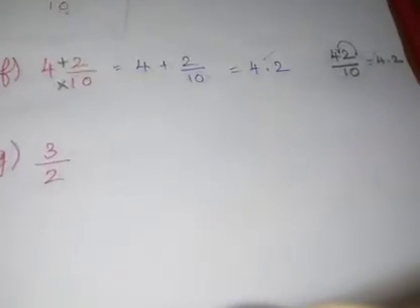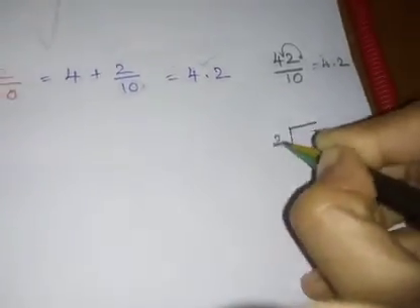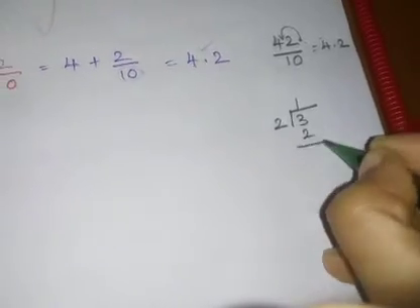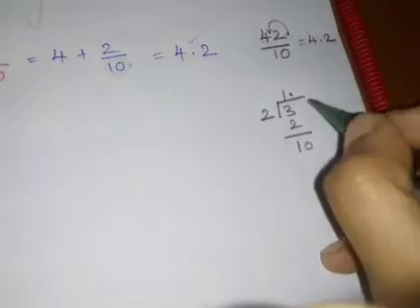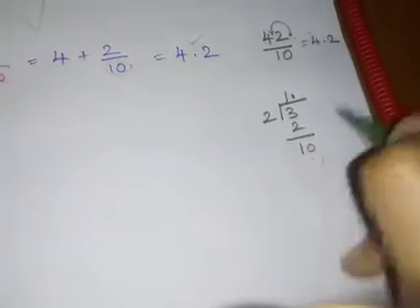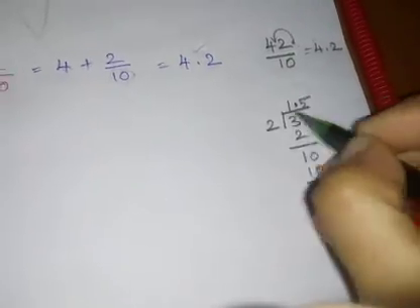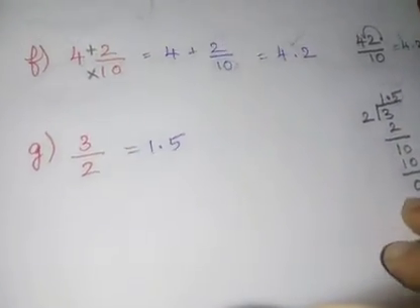Next, 3 by 2. I am going to convert it into a decimal. This is your fraction, right? 3 by 2 means division only. 3 is divided by 2. 2 ones are 2, remainder 1. Put a decimal point and insert a 0. 2 fives are 10. Remainder 0. So what is the decimal number you are getting? 1.5. Yes, so this is how we will convert it into a decimal number.